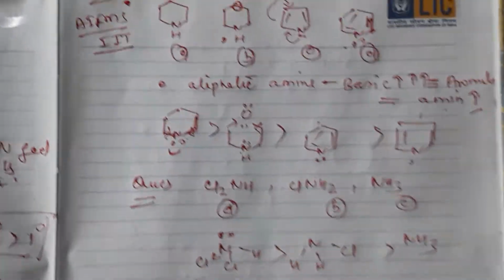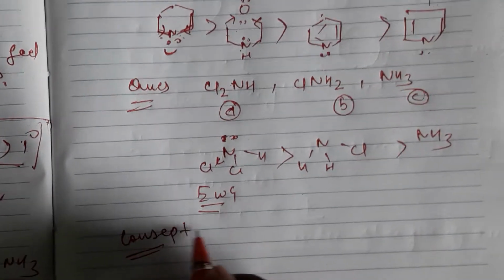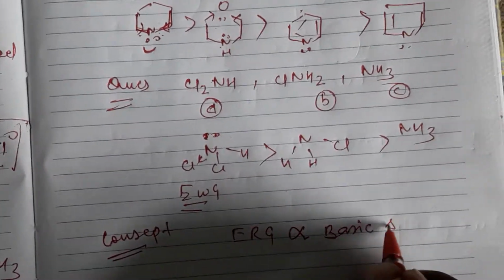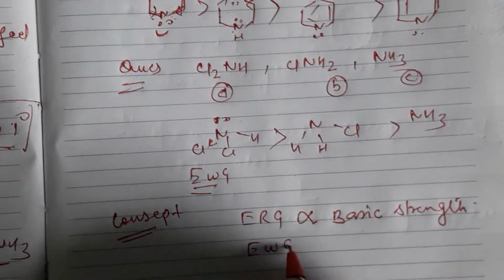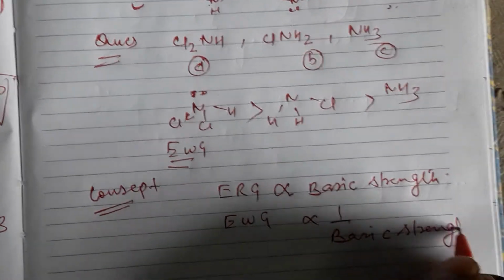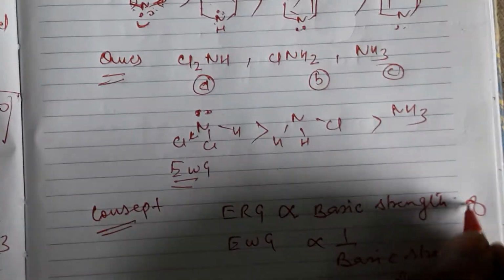Here, two concepts are most important. An electron releasing group is directly proportional to basic strength, but an electron withdrawing group is inversely proportional to the basic strength of amines. So I have explained the basic character.